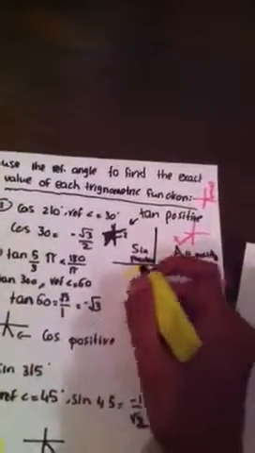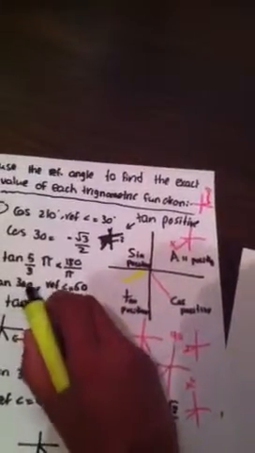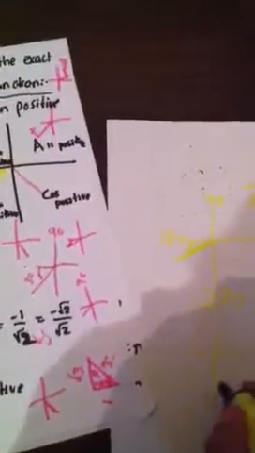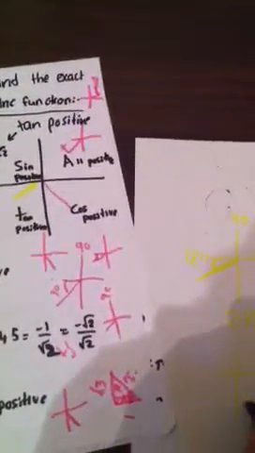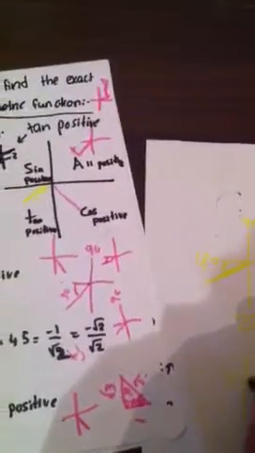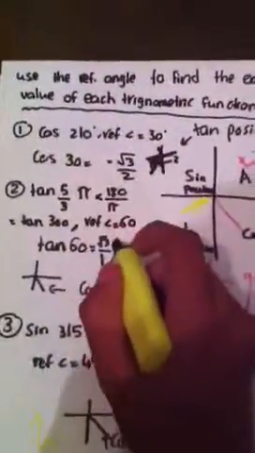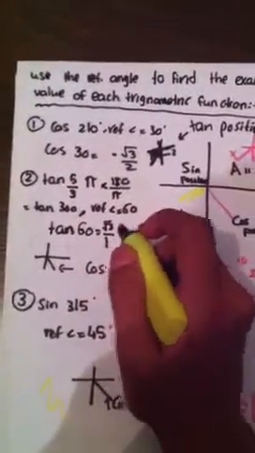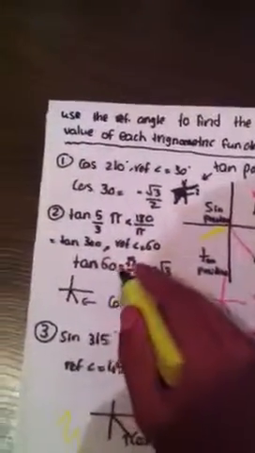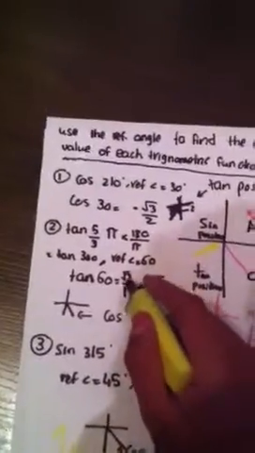We will find the reference angle of 300. This is 300 right here, and this is 60 degrees. So the reference angle will be equal to 60 degrees. We will make tan 60 on the special triangle. It will be equal to root 3 over 1, which is root 3.